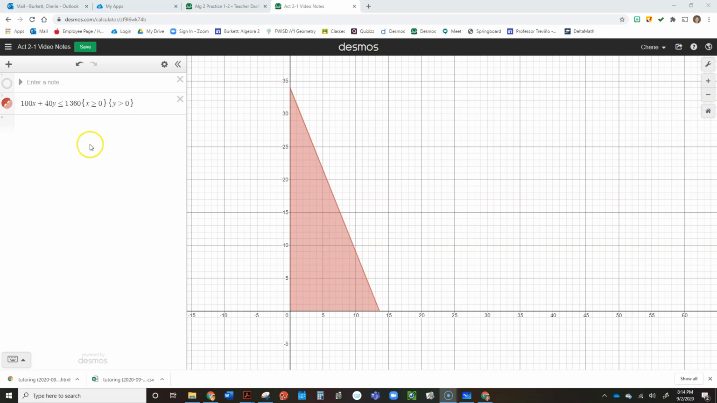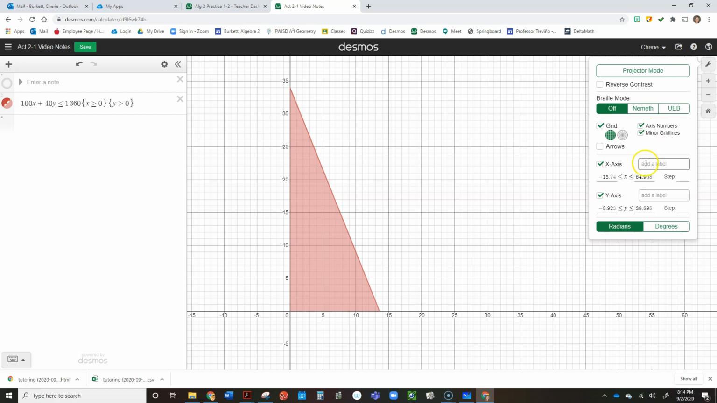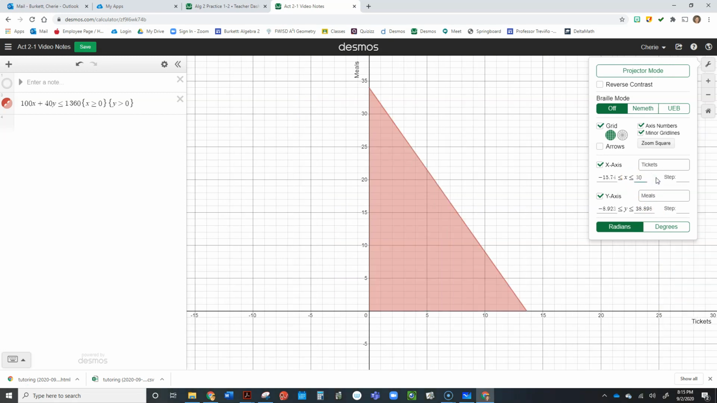Now, I keep forgetting which one is tickets and which one is meals. So I wanted to show you real quick. If I go to settings, I can add a label to the x-axis and I can say right here that this is tickets. And on the y-axis, it's meals. I don't think I have an option on where to place it. But I don't have to have that go all the way out to 60. I really don't need it to go much further than 30. That puts tickets a little bit closer.